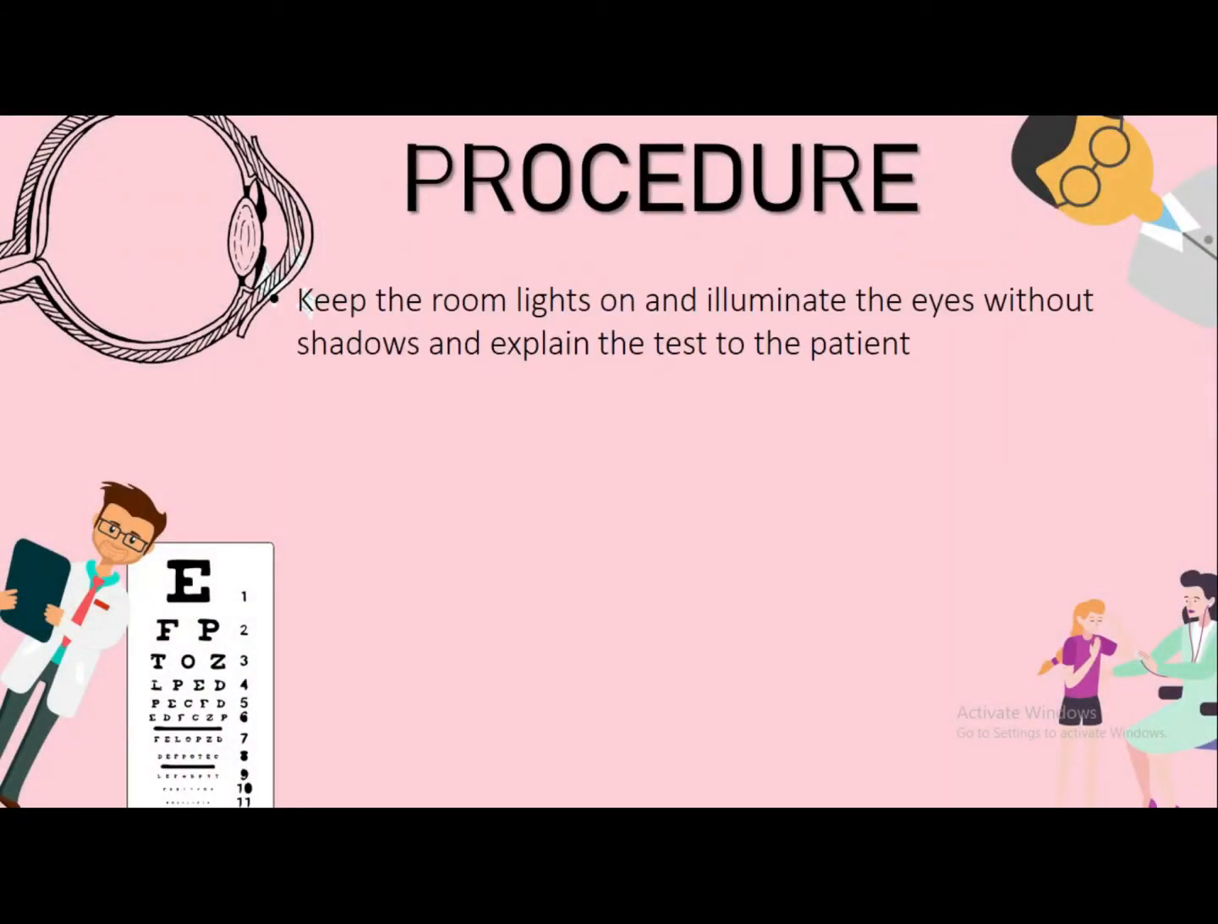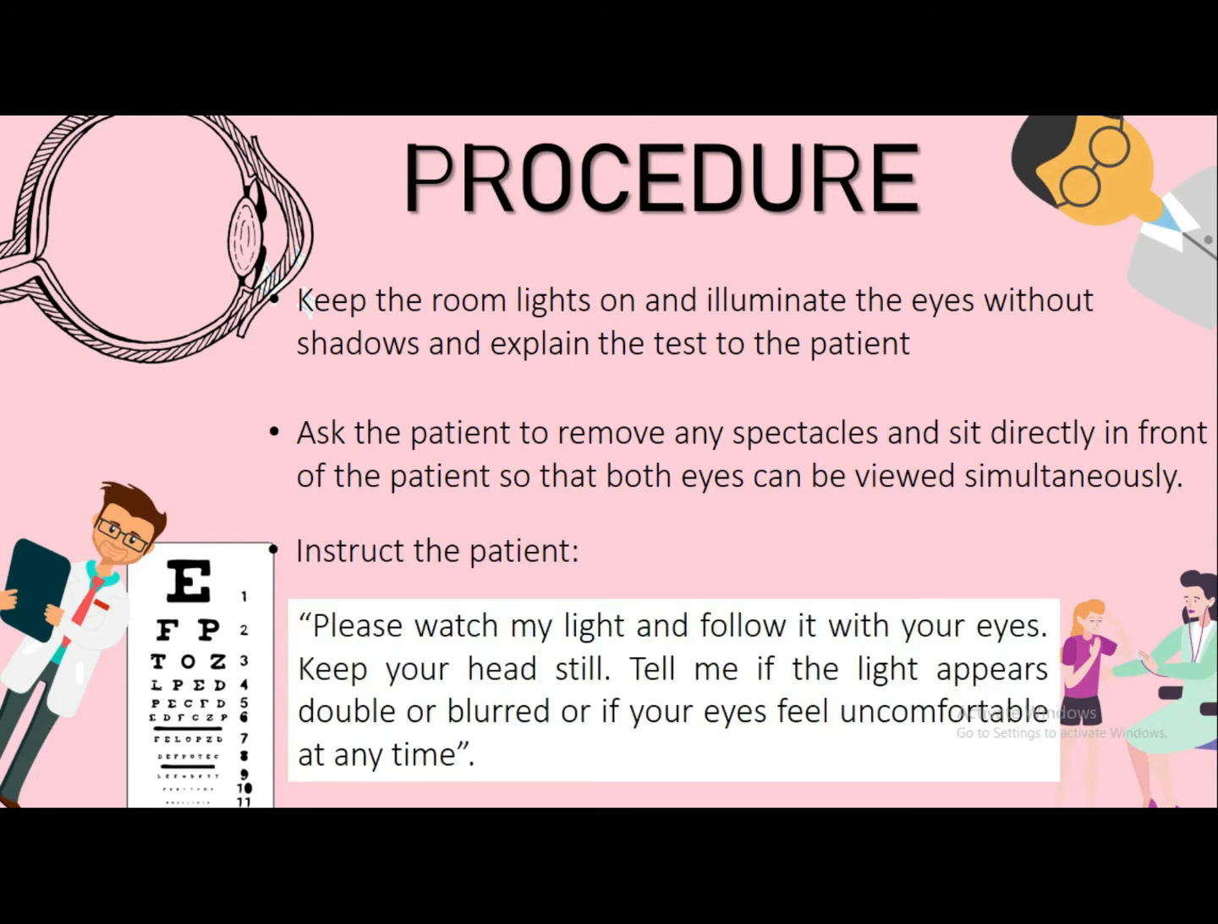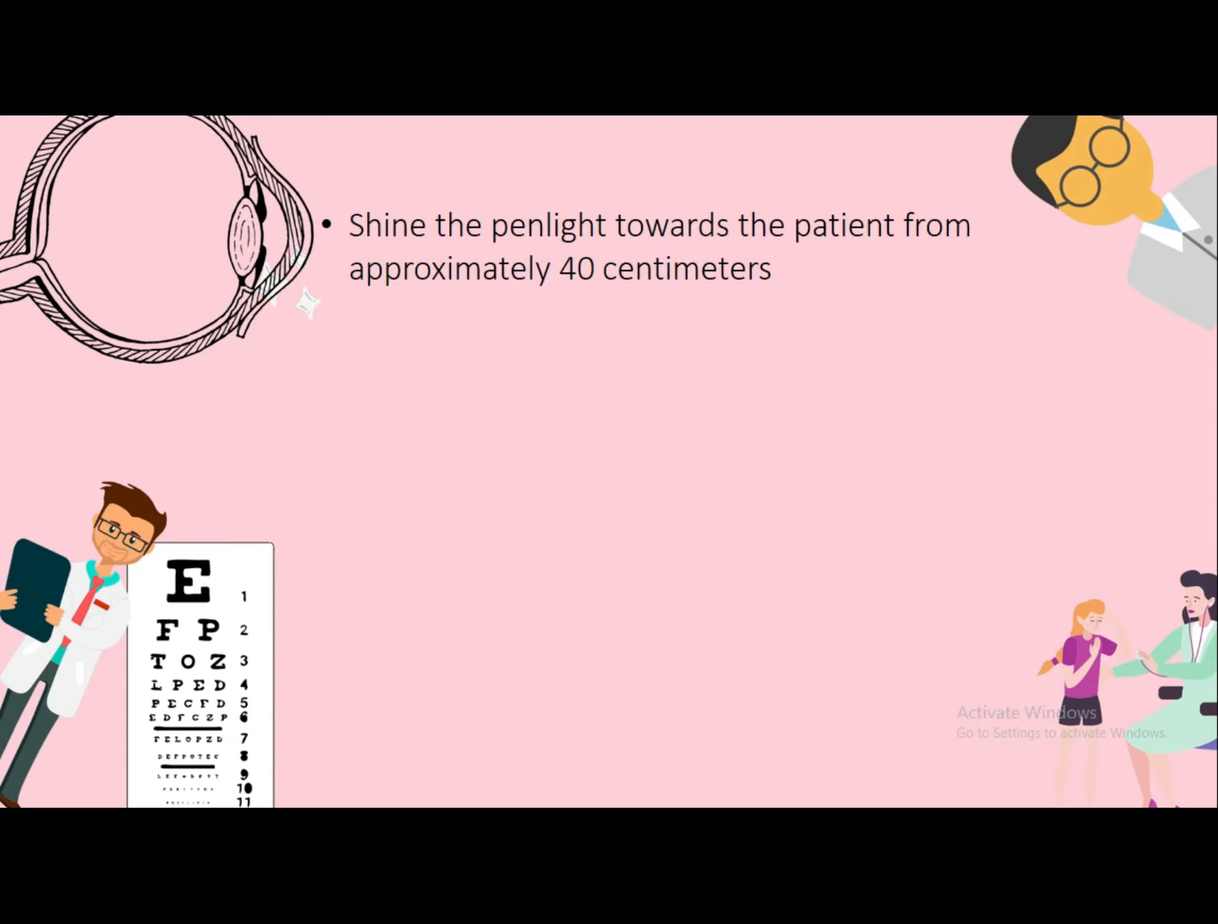Keep the room lights on and illuminate the eyes without shadows, and explain the test to the patient. Ask the patient to remove any spectacles. Then sit directly in front of the patient so that both eyes can be viewed simultaneously. Instruct the patient: "Please watch my light and follow it with your eyes. Keep your head still. Tell me if the light appears doubled or blurred, or if your eyes feel uncomfortable at any time." Then shine the pen light towards the patient from approximately 40 centimeters.